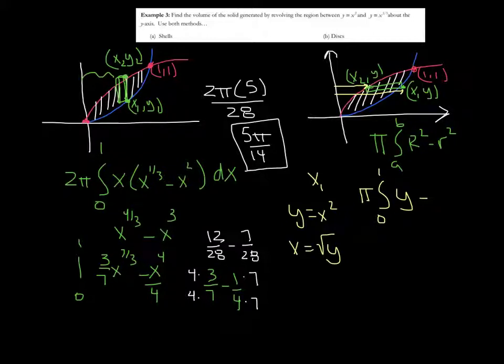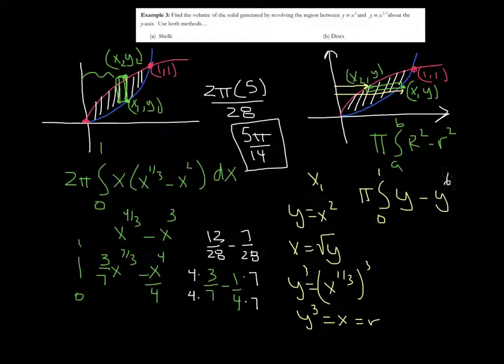So if we solve this one, let's say y equals x to the 1/3, well, we're going to cube both sides. So y cubed equals x, and that is little r. So if you square little r, you're going to get y to the 6th. And then you have dy.